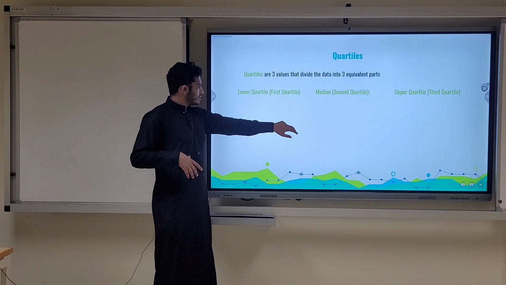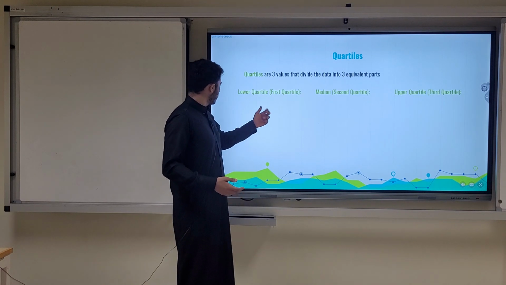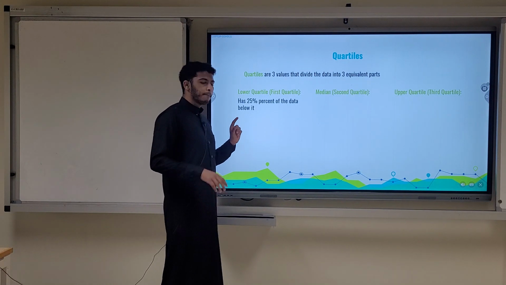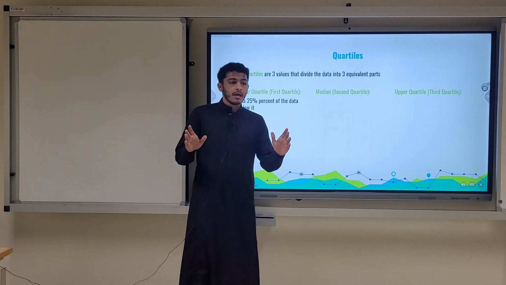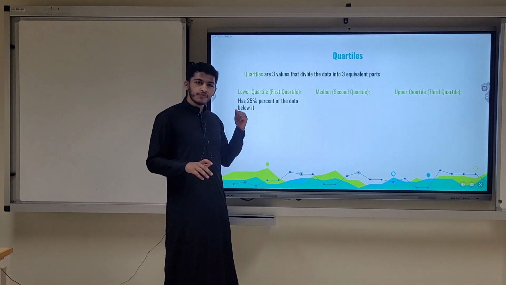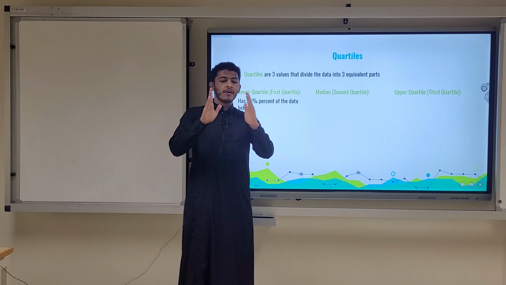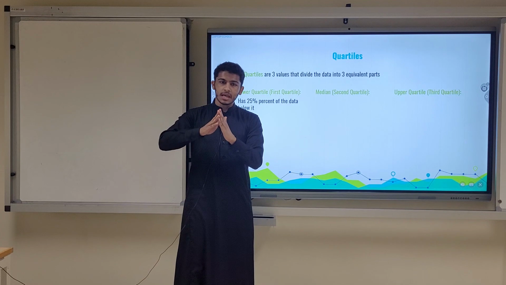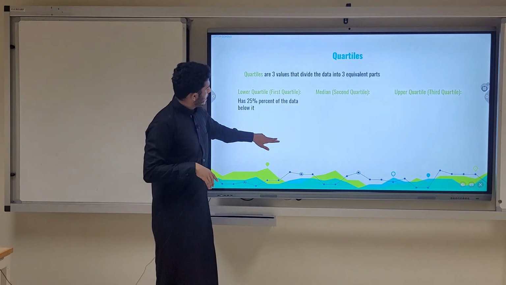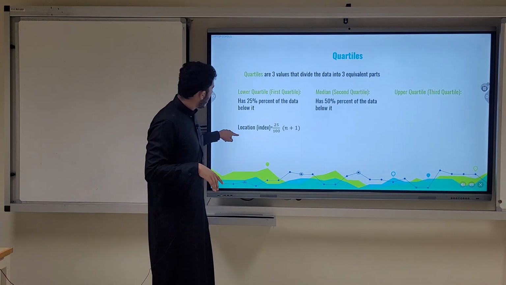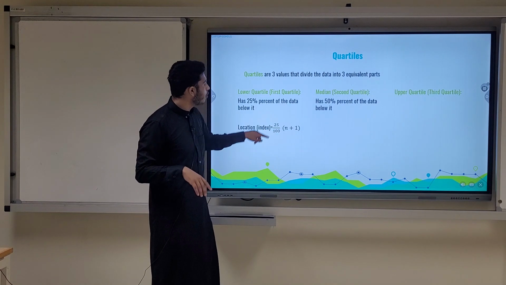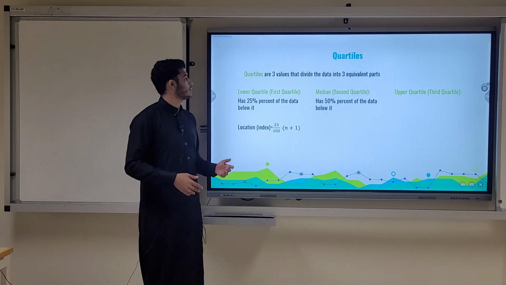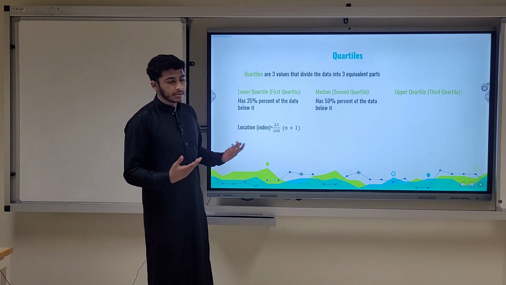So what are the properties of these quartiles? Well, the lower quartile has 25% of the data below it. So if you have data, the value at which the first quartile lies is gonna have 25% of the data behind it, while 75%, the rest, is gonna be above it. And we can find its location or index by this formula here. We're gonna go further and learn how to use it and find the quartiles in a practice example.